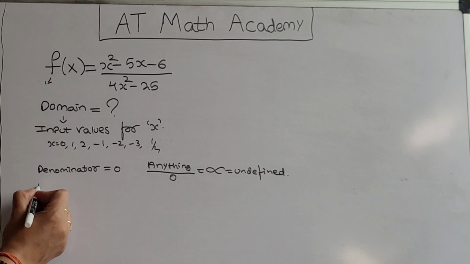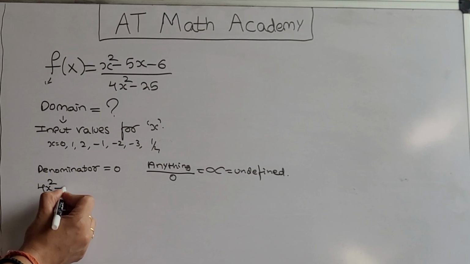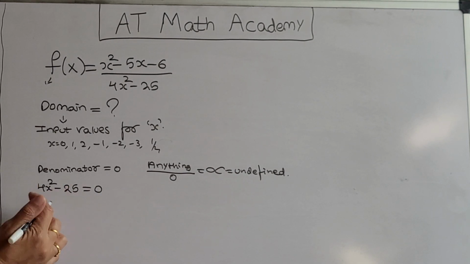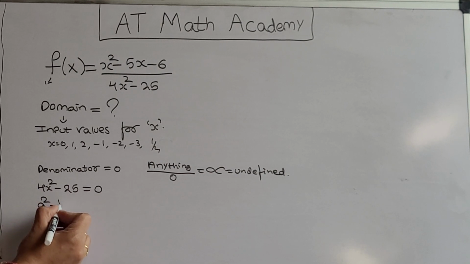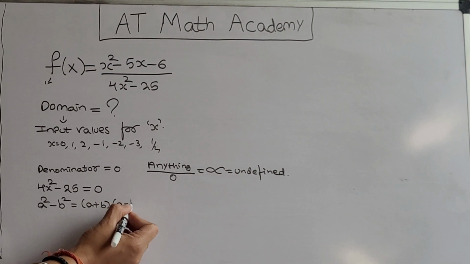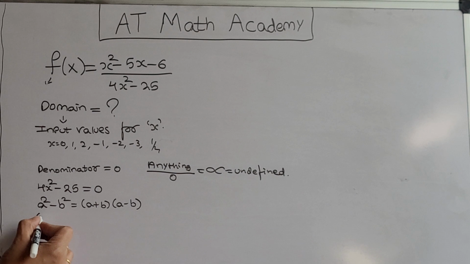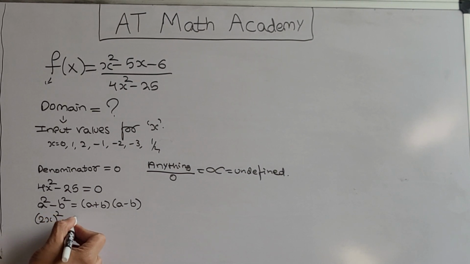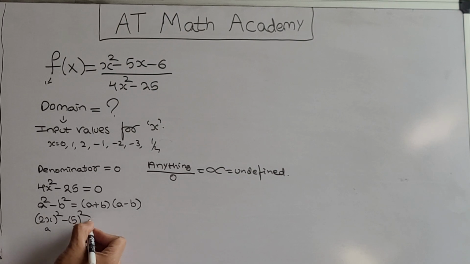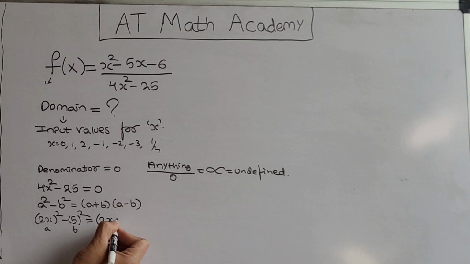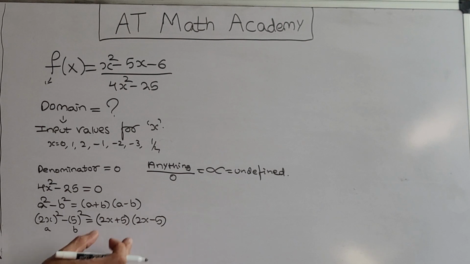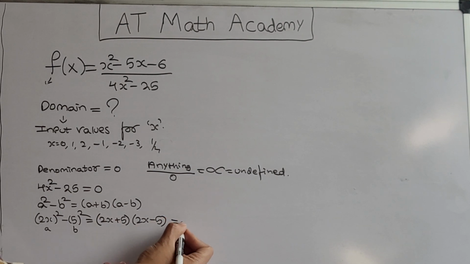So let's take the denominator of the above function, which is 4x squared minus 25, and make it equal to 0. Now in order to solve this, I am applying my perfect square formula, which is a squared minus b squared is equal to a plus b into a minus b. So 4x squared can be written as 2x whole squared, and 25 can be written as 5 squared. So for a I have 2x, for b I have 5. So I am rewriting it as 2x plus 5 into 2x minus 5. So this is equal to 0.